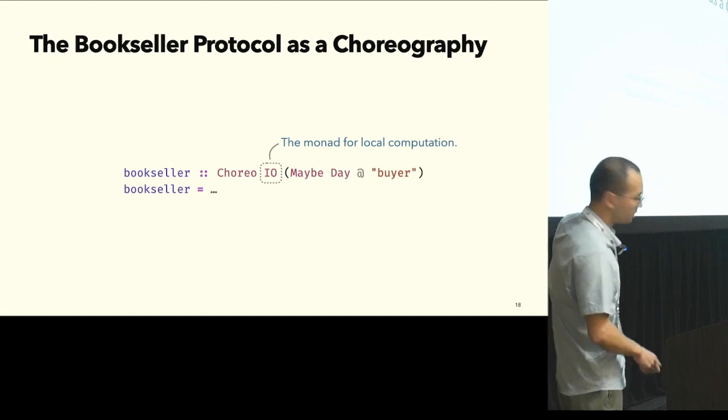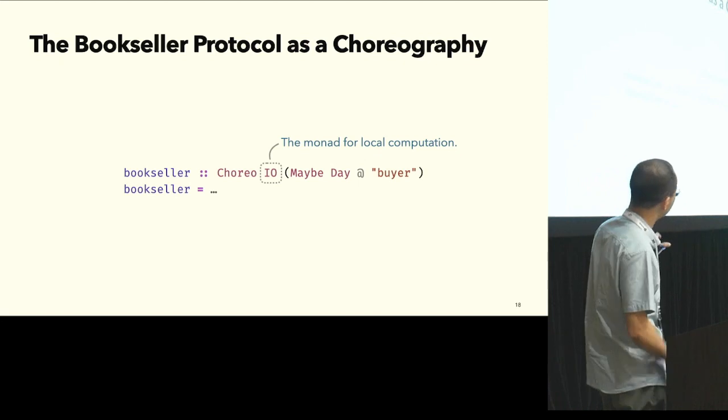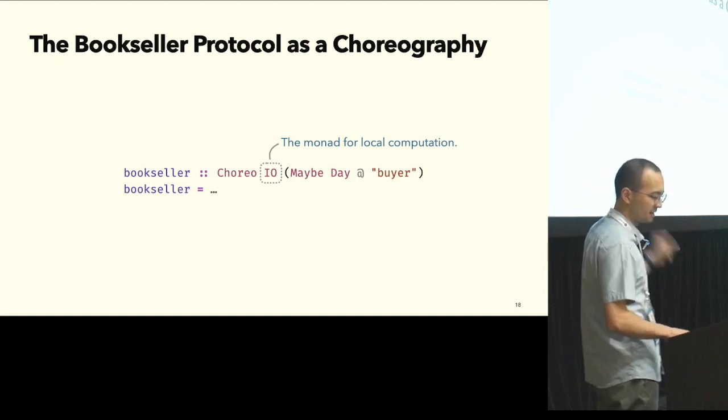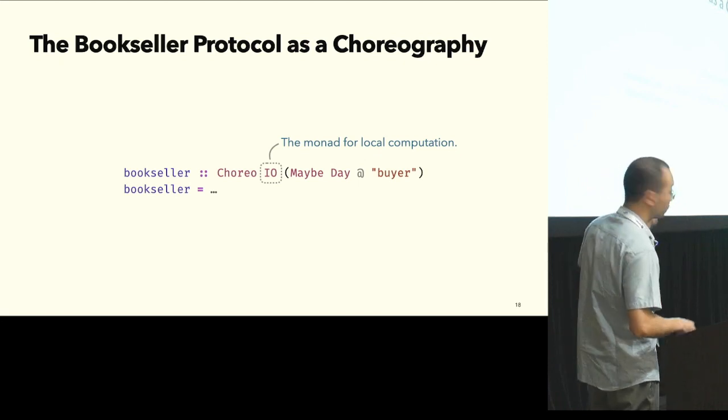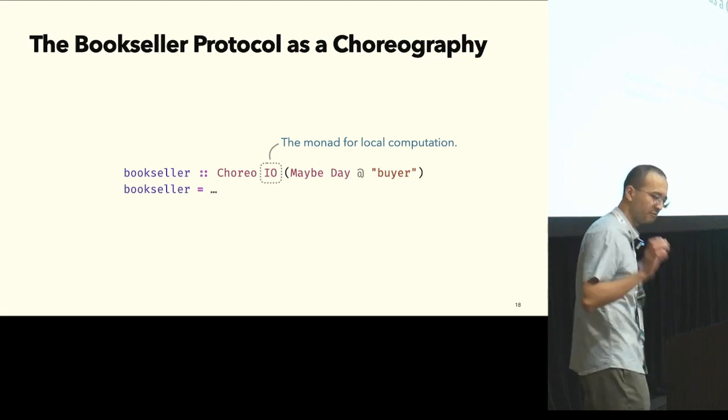Additionally, this Choreo monad is also parameterized by another monad, which represents the kind of local computation that each node can do. For realistic programs, most of the time, this monad will be IO or variants of it.